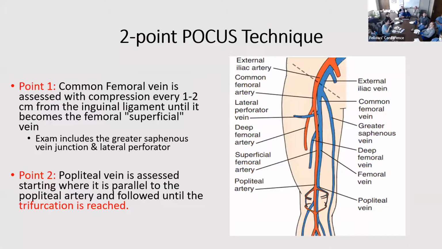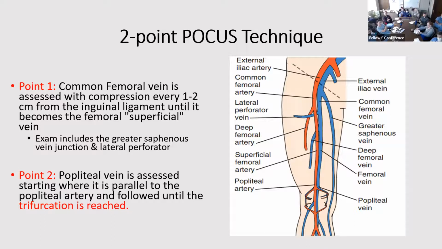So let's take a look at our 2-point exam. Now that you know the anatomy, you're going to know that 2-point is actually a misnomer. This is more like 2 area. On our 2-point exam, we're going to go common femoral. We're going to get that first bifurcation at the greater saphenous, and that second bifurcation at the lateral perforator. But we're going to stop once the common femoral turns into the femoral and deep femoral. So we're not getting the deep femoral vein and we're not getting the femoral vein. We'll start again at the popliteal vein and go down to the trifurcation.